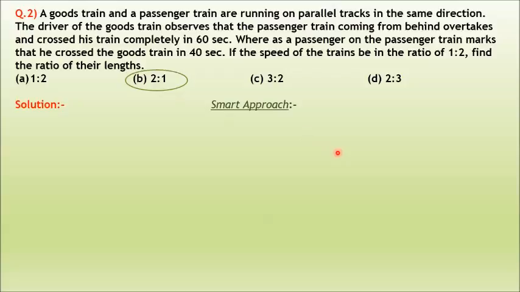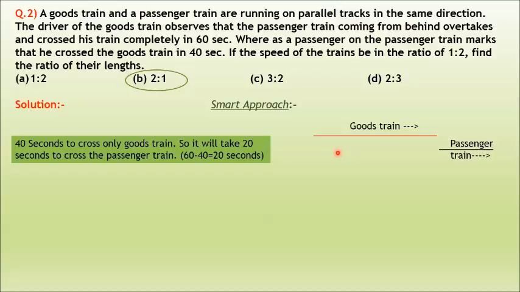So, according to the question, the speed is in the ratio of 1:2. If we assume the speeds of the trains are 1 and 2, the relative speed will be, because they are going in the same direction, the speeds subtracted. When we subtract the speeds, we will get 1. So the relative speed will be 1 in both the conditions.